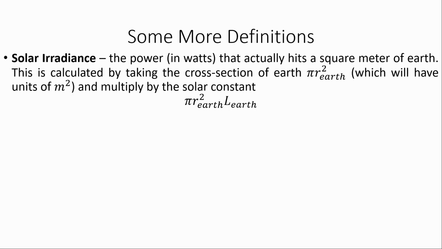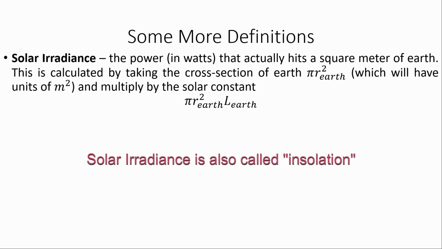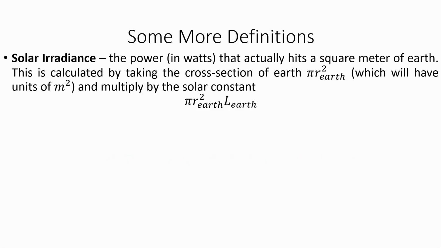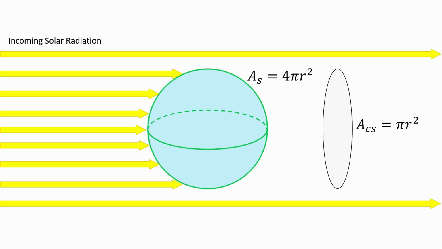So one more definition that we need before we move forward is what's called the solar irradiance. This is the power in watts that actually hits a square meter of the Earth. This is calculated by taking a cross section of the Earth. If you're just looking at the Earth from one direction, it'll look just like a circle, and that will have units of square meters. And so we multiply this by the solar constant. We just use the pi r squared, where r is the radius of the Earth, and multiply that by the solar constant of the Earth, which is that L sub Earth. And so what we see is it looks like this.